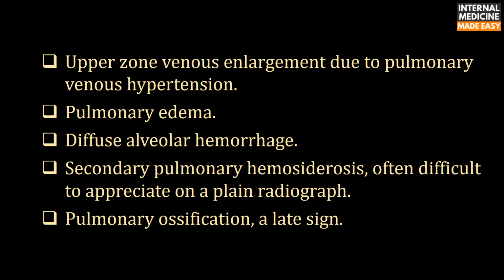There may be upper zone venous enlargement due to pulmonary venous hypertension, pulmonary edema, diffuse alveolar hemorrhage, secondary pulmonary hemosiderosis, which is often difficult to appreciate on a plain radiograph, and pulmonary ossification, which is a late sign.